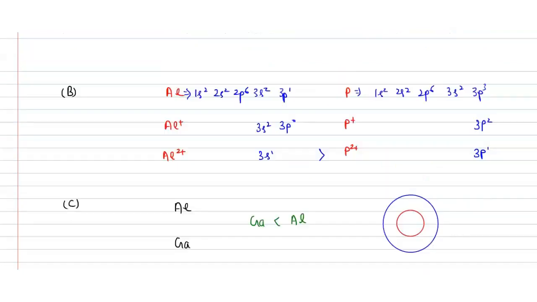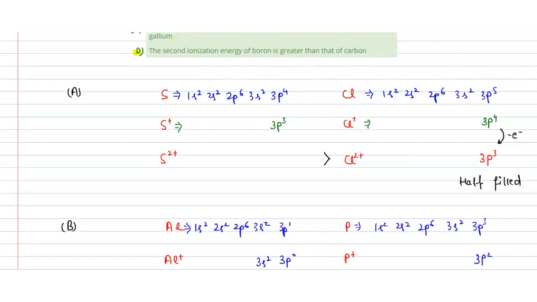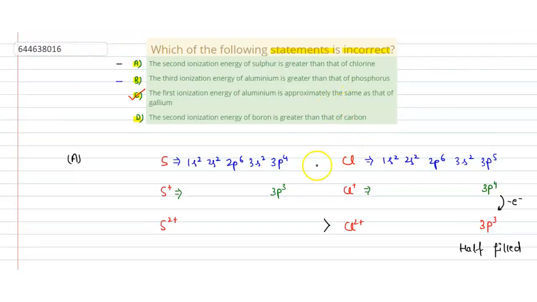Which one gives up one electron easily? Because we are finding the second ionization energy, this will convert into B+ and this into C+. Boron is left with zero electrons in 2p, so it gives up the electron easily. That means this is also a correct statement: the second ionization energy of boron is greater than carbon. So D is also correct, C is the wrong statement, and this is our answer.